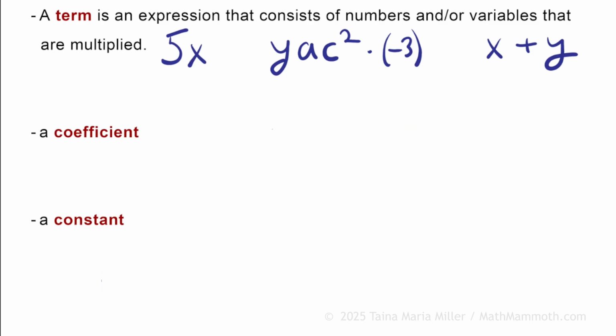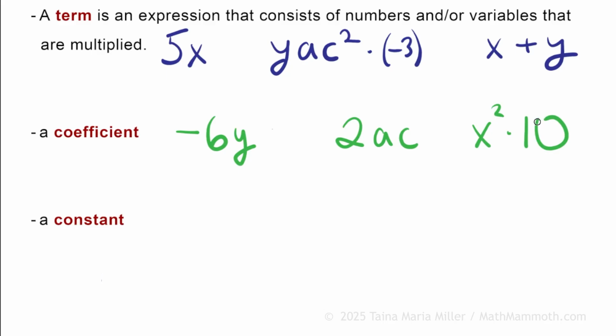Then let's look at a coefficient. That is a number by which we multiply a variable part in a term. So for example, we might have -6 times y. The -6 here is a coefficient. Also, 2 times a times c. 2 is the coefficient. Or you might also see it like this, x squared times 10. This is not as common. We would normally write it as 10 times x squared or 10x squared, like this. But the 10 here is the coefficient.